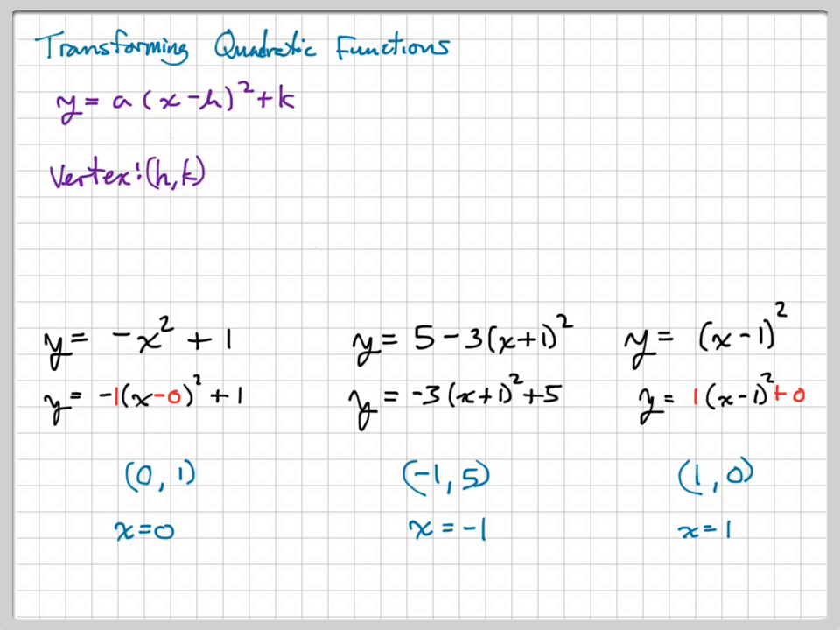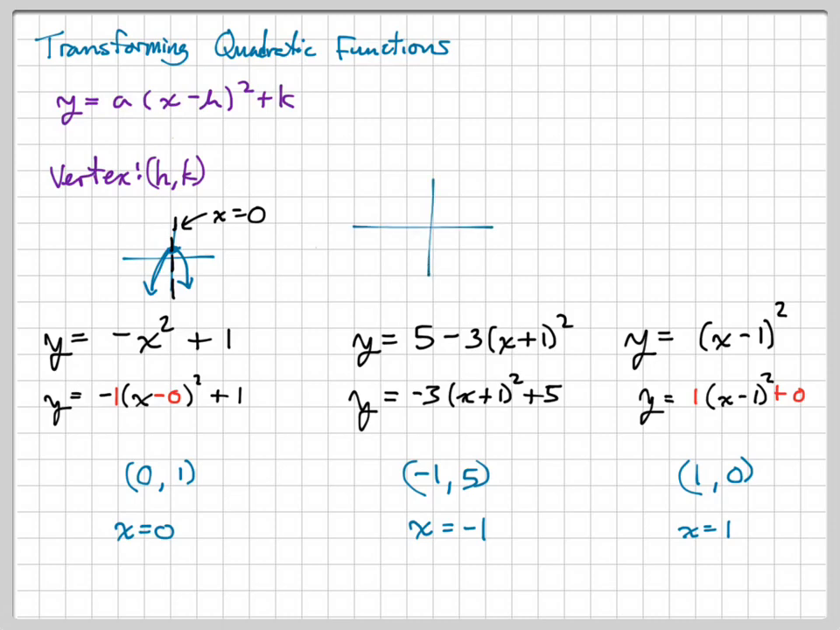If you graph these, I'm going to do general graphs, I'm not going to be very specific here. You just need to graph the vertex, which is 0, 1, so that's going to be 0 and then up 1. And then because we have a -a, we're going to go downwards. And then we have an axis of symmetry right down the middle. That's our x equals 0 for this one.